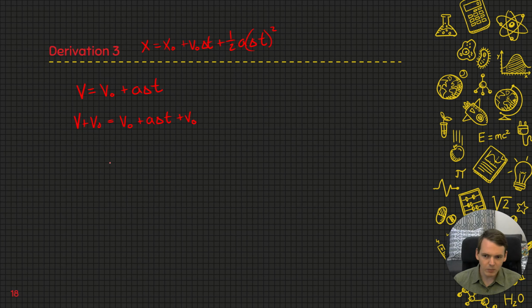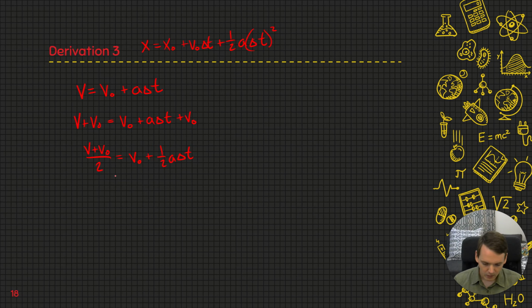And then we're going to divide both sides by 2. So v plus v naught on the left side over 2. 2 v naughts divided by 2 gives me just v naught. And then 1/2 a delta t. So all I did again was divide both sides by 2, and then I did some simplification algebra on the right here.